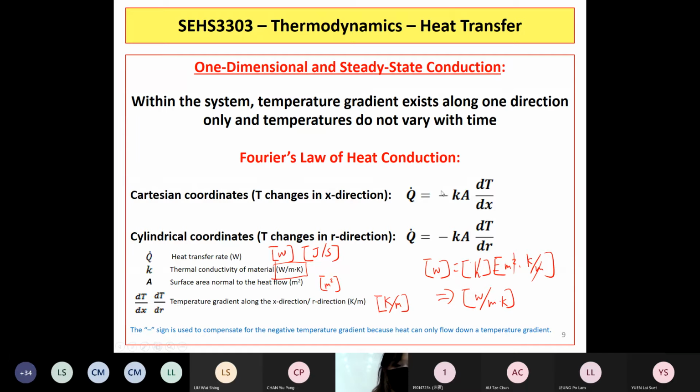Here we should pay attention, we have a negative sign because dT over dx or dr is negative. Negative because heat can only flow from high temperature to low temperature, flow down the temperature gradient. So dT over dx or dr is a negative value. So here we have a negative sign. That's Fourier's law to calculate heat conduction.